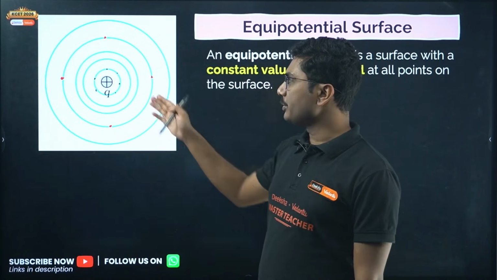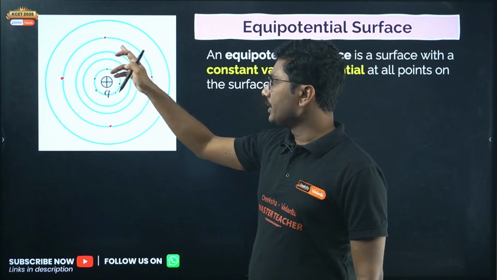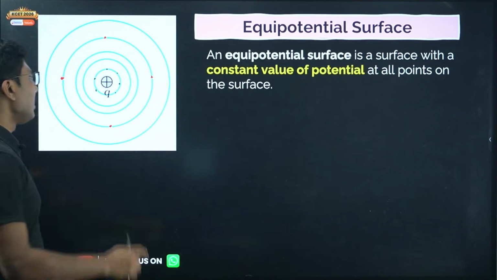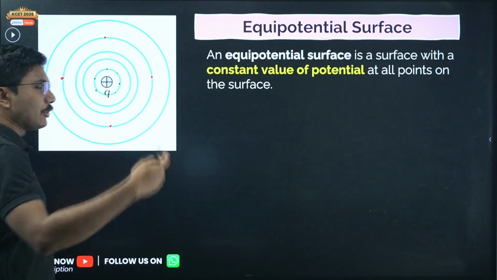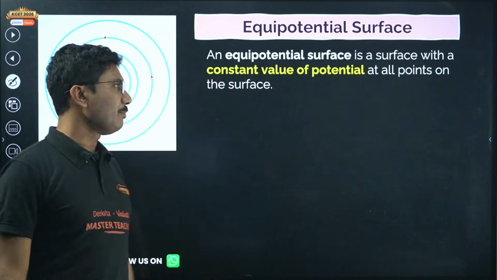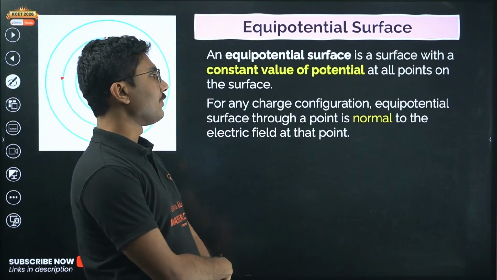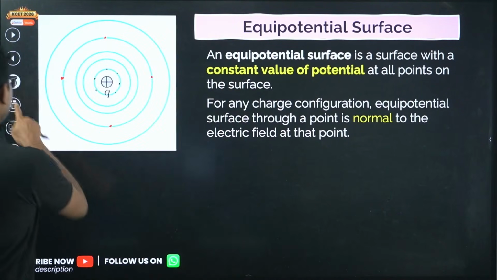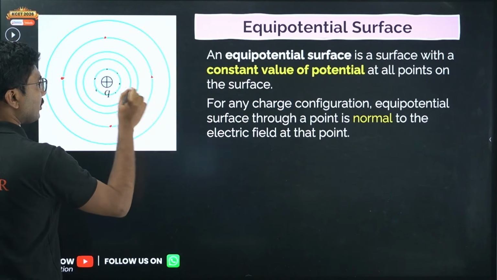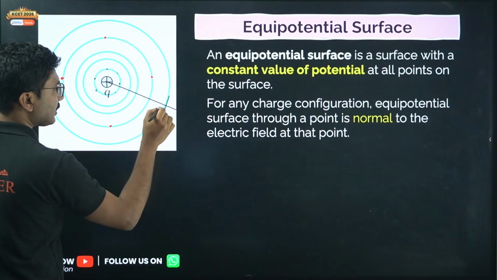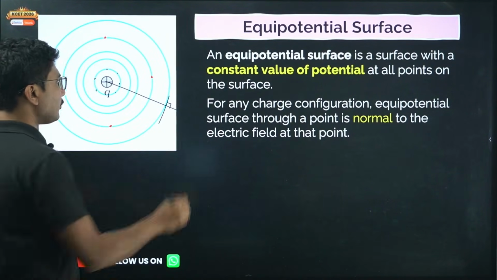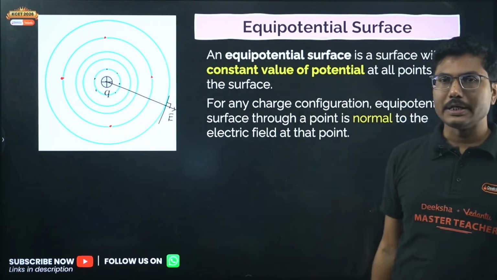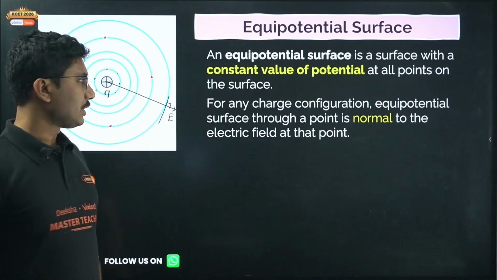Now equipotential surface means potential on this surface is same, but it is not same as this. So two different equipotential surfaces will have two different potentials, but within a single equipotential surface, each and every point will have same potential. For any charge configuration, equipotential surface through a point is normal to the electric field at that point. So electric field is always normal to the equipotential surface, so this angle will also be 90 degrees.